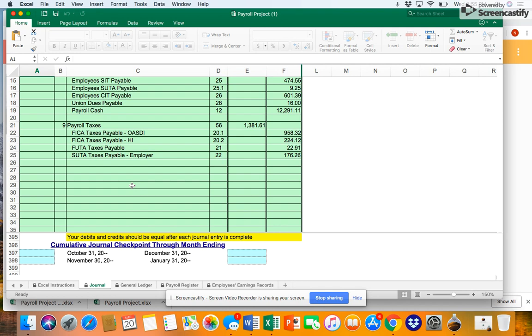The total for the FUTA taxable earnings column is $38.18. Multiply this by the rate of 0.006 to arrive at $22.91. SUTA taxable earnings were $4,778. Multiply by the employer rate of 0.036890 to arrive at SUTA tax of $176.26. Note that all these are payable accounts. They're liability accounts that are increased with credits. The total of the credits should be debited to the payroll taxes expense account.